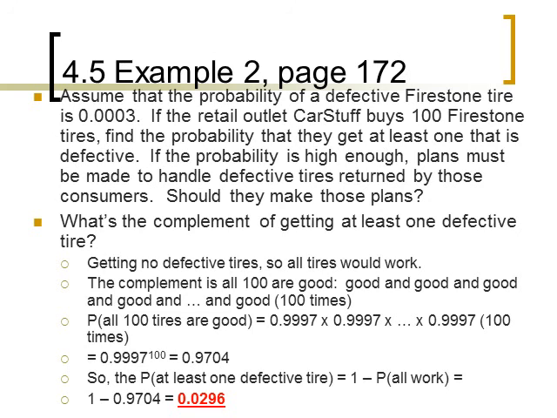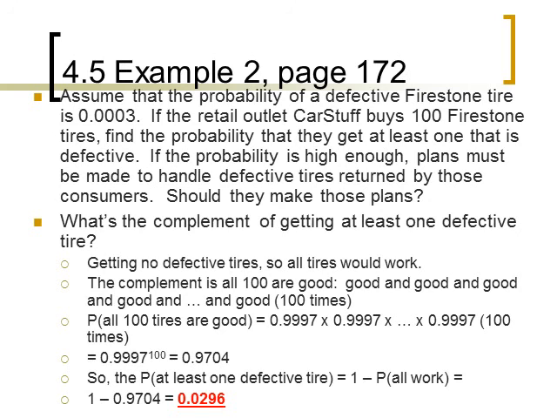Well, what is the probability that a tire works? Is that 0.0003? Well, if you look at that sentence closely, 0.0003 is the probability that a tire is defective. So how do we find the probability that a tire works? Well, that would be the complement of that. So we just subtract 0.0003 from 1, and we find that the probability that a tire works is 0.9997. So then we have 0.9997 multiplied by 0.9997 100 times.